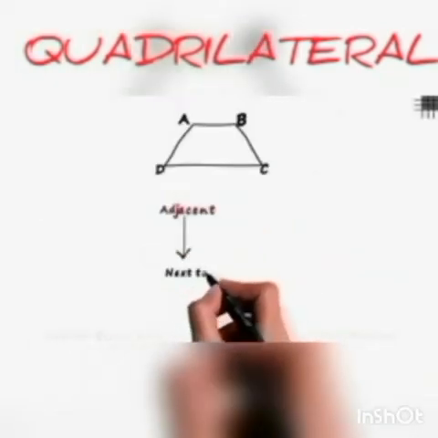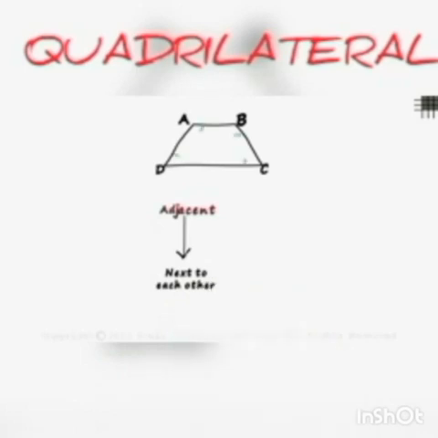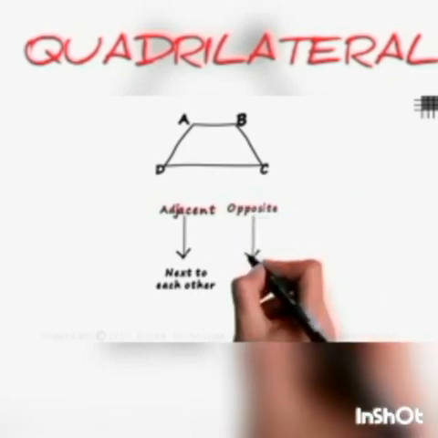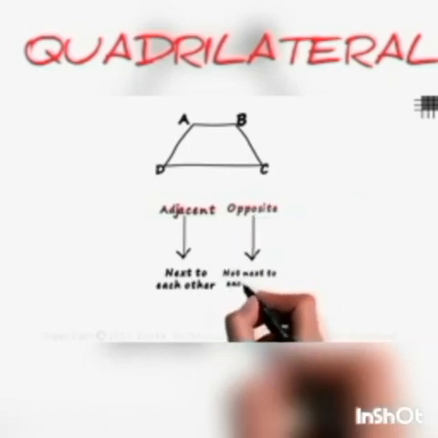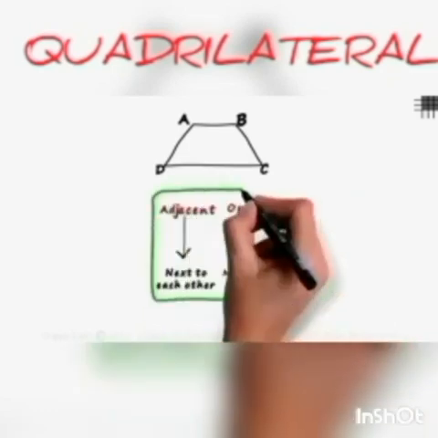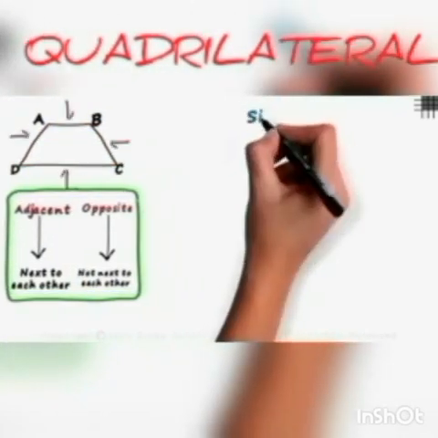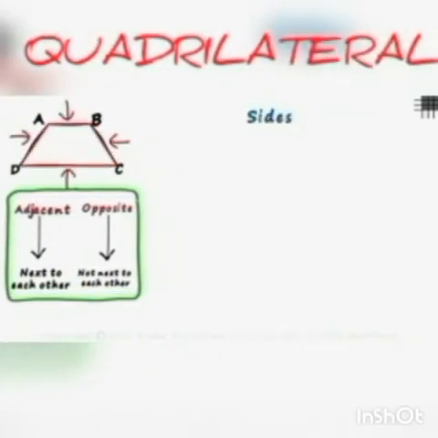Next concept. Consider the term adjacent, which means next to each other. In a quadrilateral, angles or vertices or sides can be next to each other. Opposite means not next to each other. We can first discuss the sides of a quadrilateral which are adjacent.